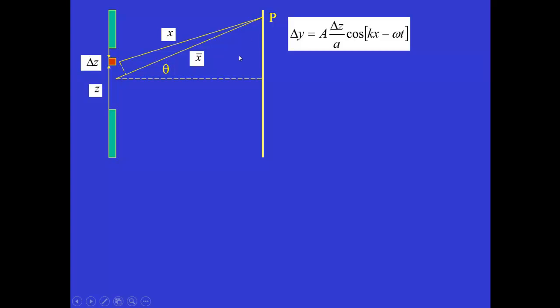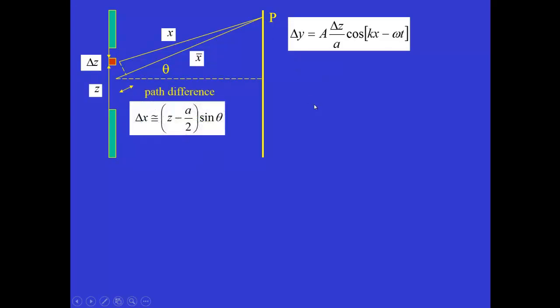And we're going to express x in a way that refers it to the average value of x, x bar, that would be the distance coming from the middle of the slit to point P. You can see that in this example, the distance x is a little bit less than x bar because this piece delta z is in the top half of the slit. We'll make the approximation, which is a good one if the slit is far away from the screen, that the angle theta is approximately the same for all regions within the slit. So here's the expression for the wave that's coming from the piece delta z.